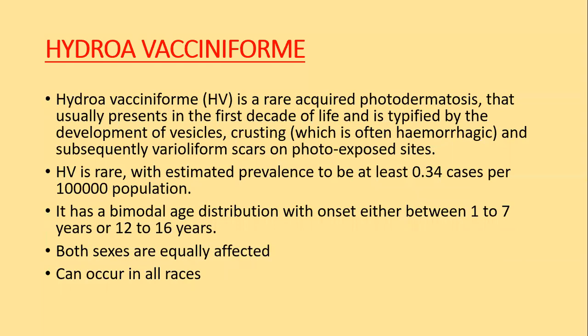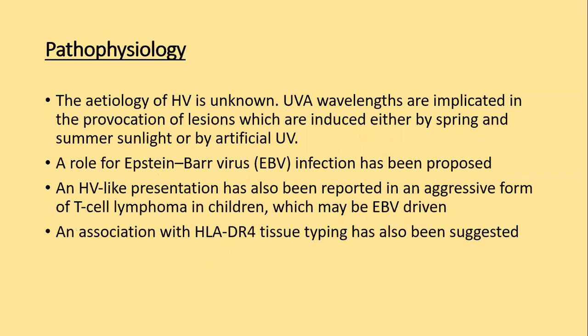HV is rare, with estimated prevalence of 0.34 cases per 100,000 population. It has a bimodal age distribution, with onset between 1 to 7 years or 12 to 16 years. Both sexes are equally affected and it occurs in all races. Etiology of HV is unknown.